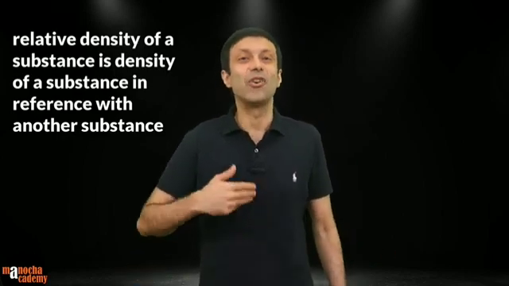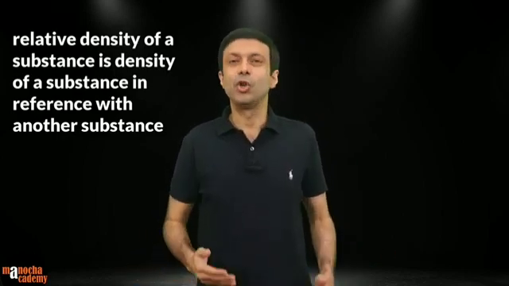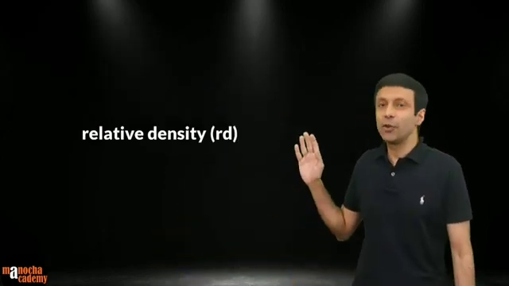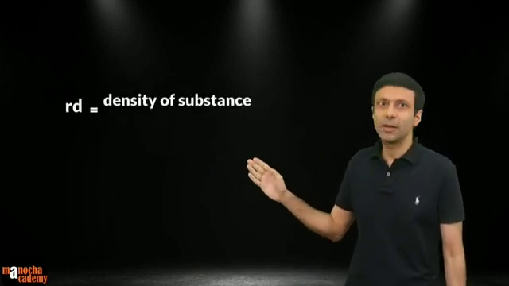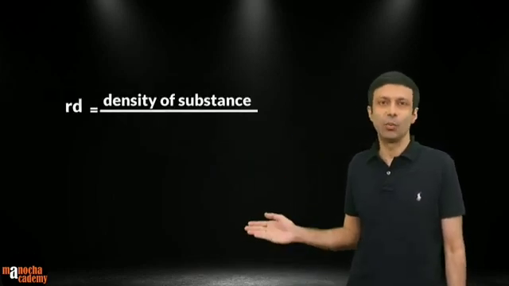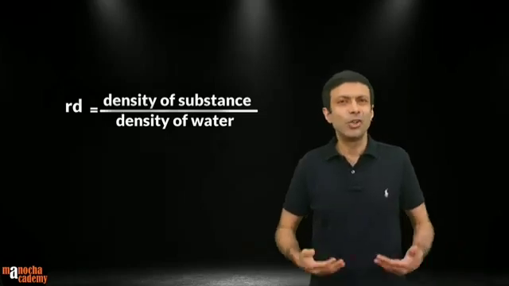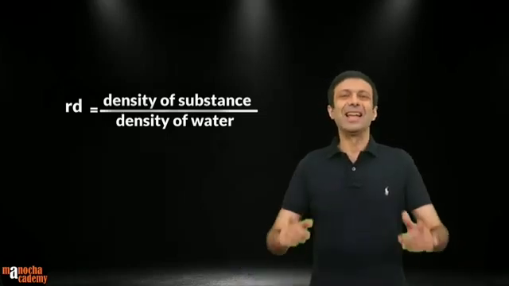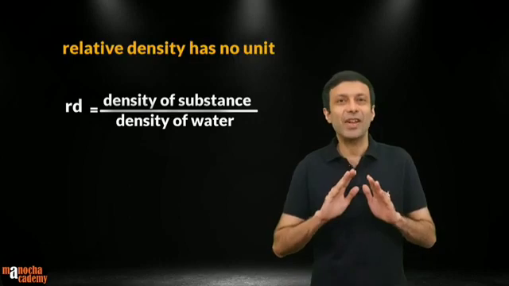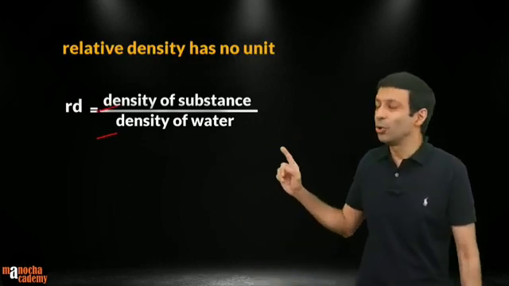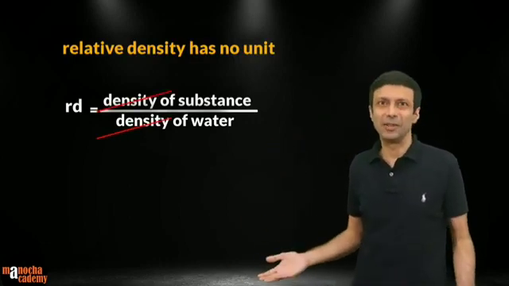That is why it is called relative density. Usually the reference substance is taken as water. So the relative density of a substance is the density of the substance divided by the density of water. Now what do you think is the unit of relative density? That's right, it does not have any units since both the units of density will cancel each other.